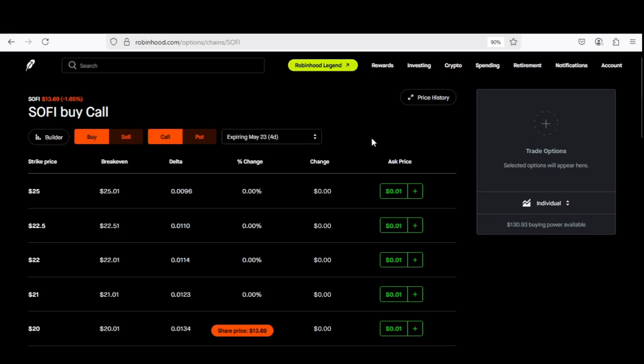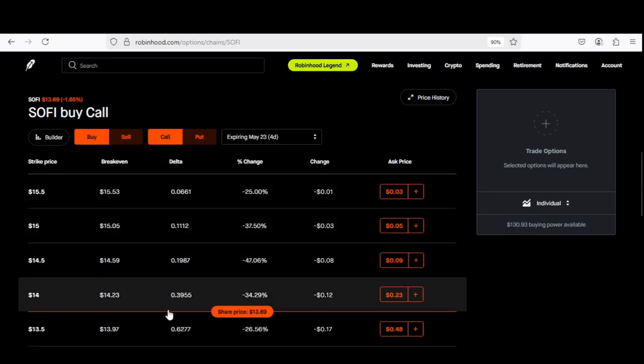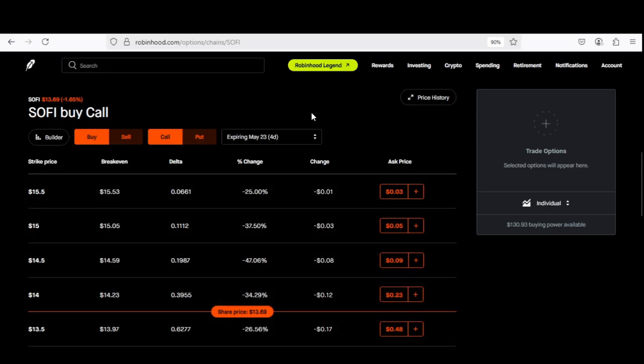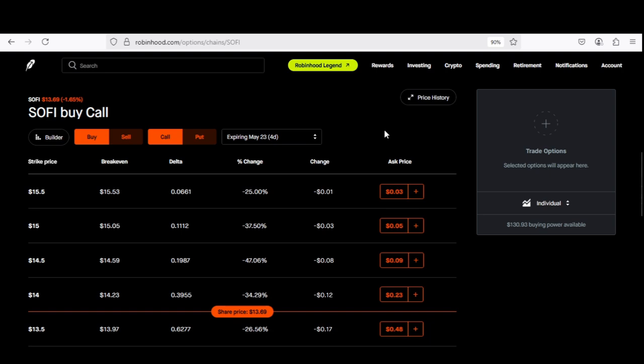Now, for those of you beginners, the option chain is representative of all this information in the bottom here. And what that does is that it gives us enough information in order for us to make a very informed decision before entering any options contract.